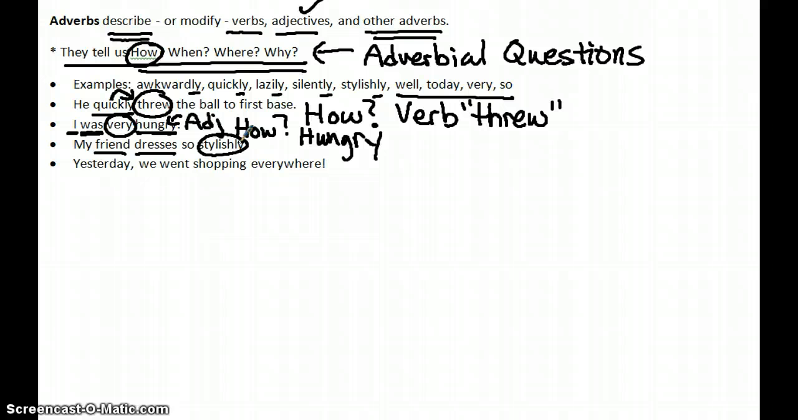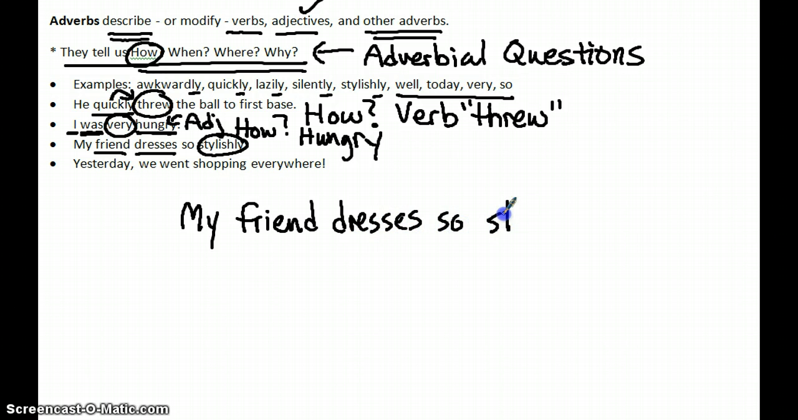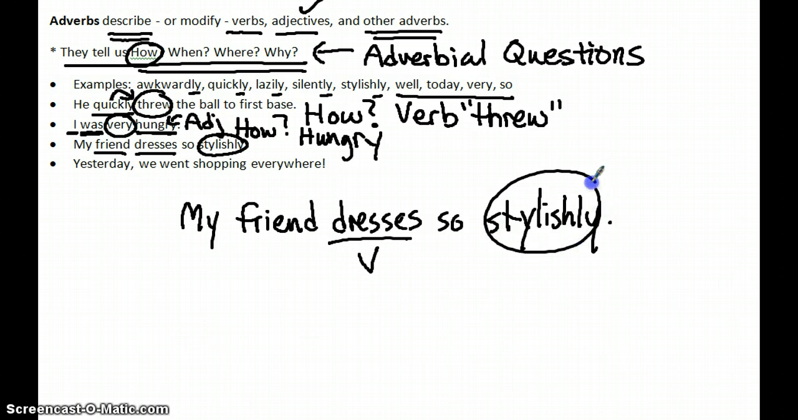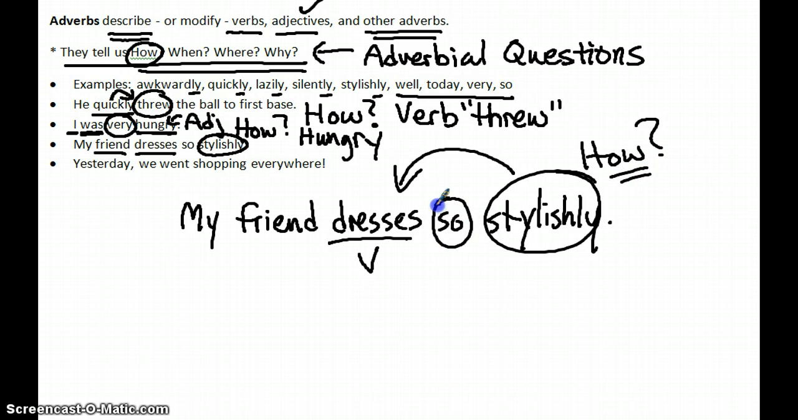I'm going to rewrite this a little lower so we have room to draw some arrows here. My friend dresses so stylishly. So, dresses is our verb. Stylishly answers the question, how does she dress? She dresses stylishly. Then so answers the question, how stylishly? Not a little stylishly, but so stylishly.